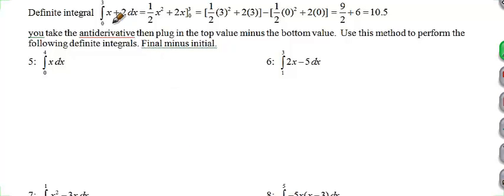So what we're going to do is what the definite integral is. If you follow up here, you're going to do the antiderivative, and then we're going to take the top value, our final, minus the bottom value, our initial. Alright, so let's see what we get.